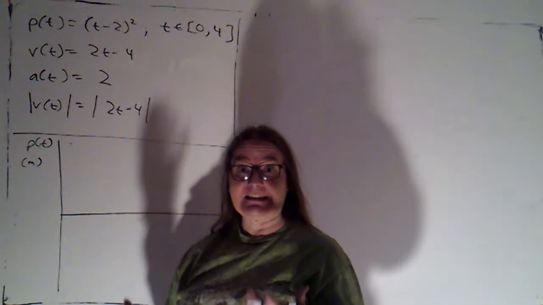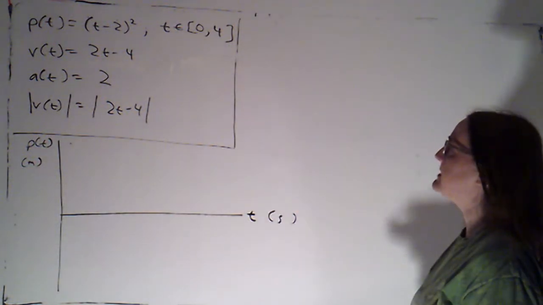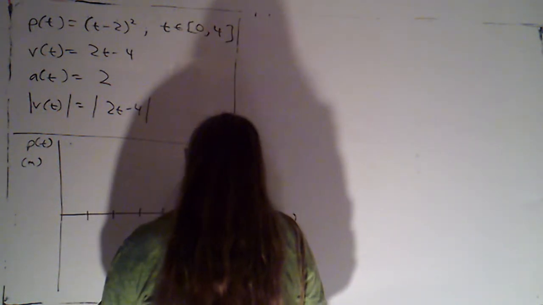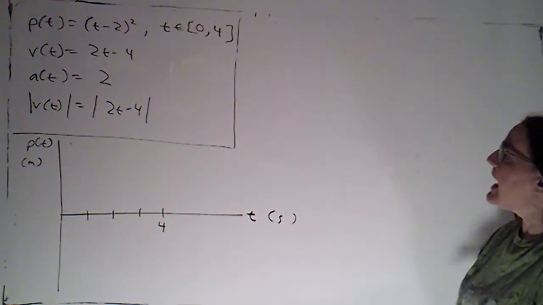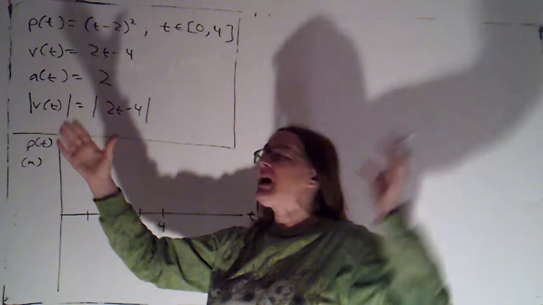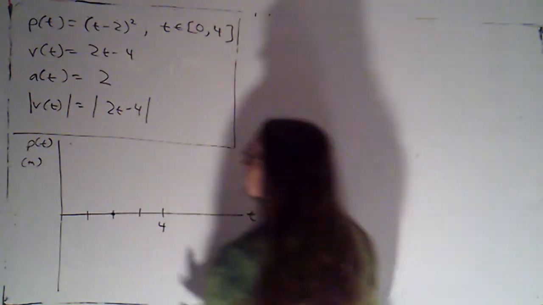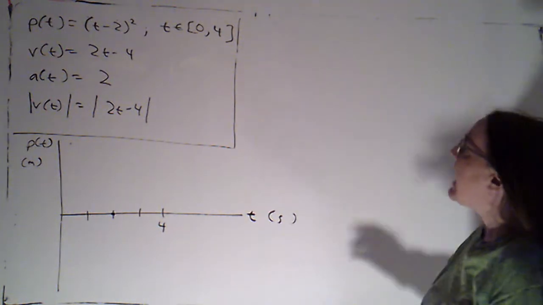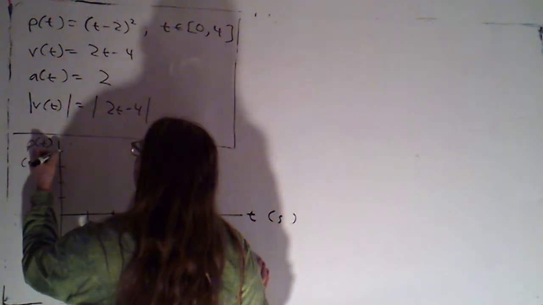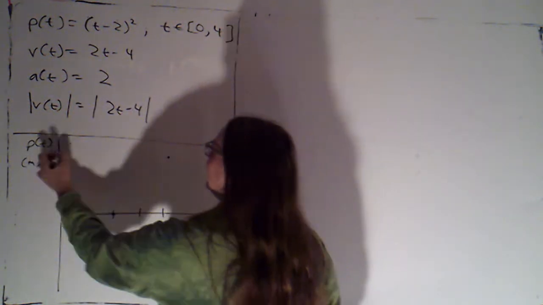Position, we've said, is a signed quantity, so I'm allowing it to be either positive or negative. Now, I'm concerned here with the time interval from 0 to 4. And if I were to graph this, I actually know what this looks like. This is just a parabola that opens up, and its vertex is at the point (2, 0). And at time 0, my position is 4. And at time 4, my position is 4.